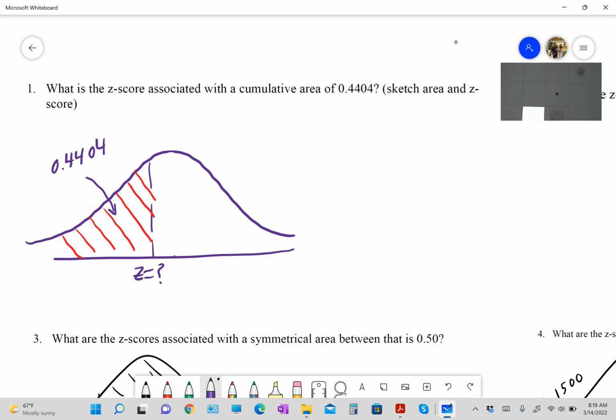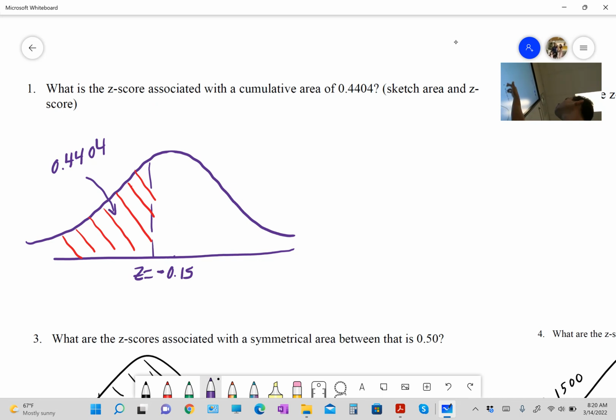So we look that up, 0.4404, that's negative 0.15. Agreed? Negative 0.15. And there it is. You're done. Literally it takes 15 seconds, 20 seconds to do the question. Any questions or concerns? Okay, so now let's go to the next part.